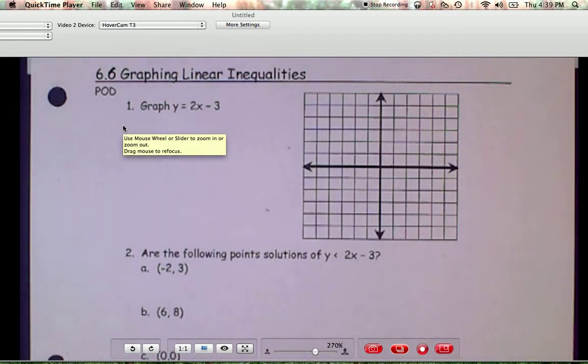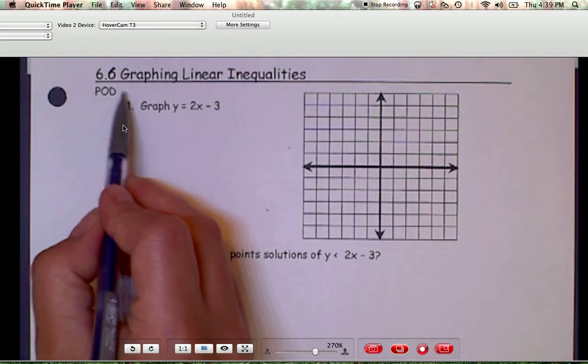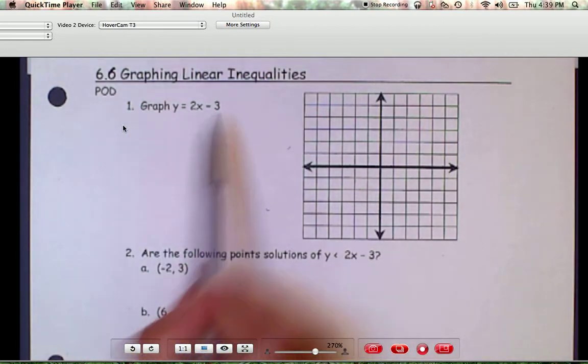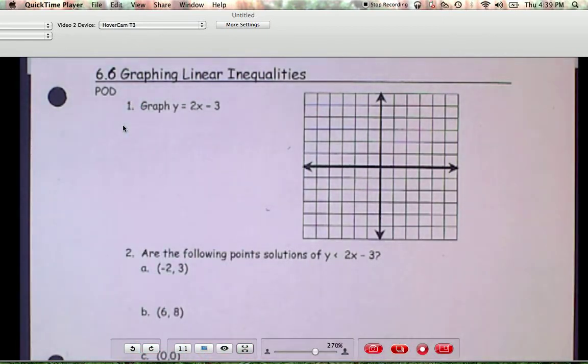Graphing linear inequalities is the last section in this graphing linear equations and inequalities unit. I want you to graph this first equation on your own, the problem of the day, or the 5-minute check, I also call it. Go ahead and graph this using what we have already learned in this class.